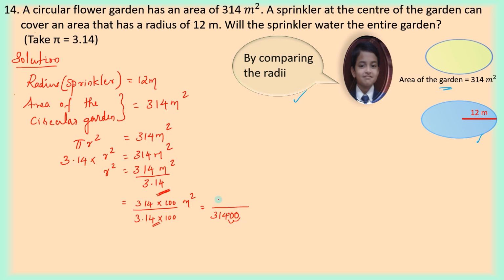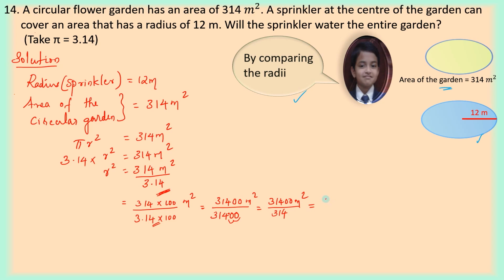In the numerator, it will be 3, 1, 4. Then for multiplying with 100, write 2 zeros. That much meters square. That is equal to 31,400 divided by 314. That much meters square. That is equal to, here we can cancel 314 and 314.